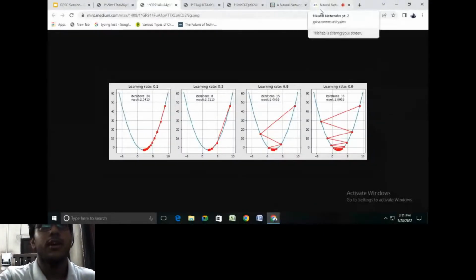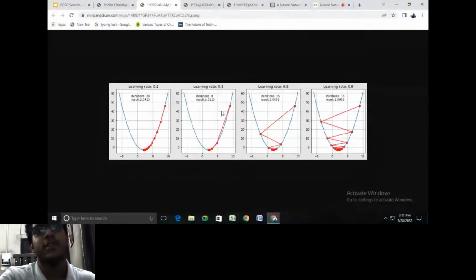So in the first case, we have nearly tripled the learning rate, and we see that the number of iterations go down by a factor of 3. But this is certainly not the case with the second or the third transition. So this depends on the function itself.